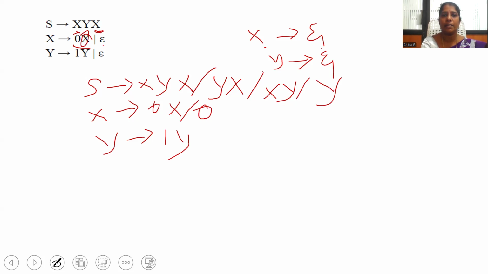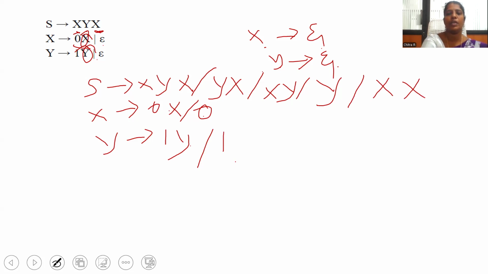Similarly, I can replace Y with epsilon. If I replace Y with epsilon in 1Y, I will get 1. So this is X replaced with epsilon, and now I replace Y with epsilon, so it is replaced by 1. Similarly, in the first production also, I can replace Y with epsilon, then I will get XX. So these are the possible combinations of productions after eliminating epsilon.